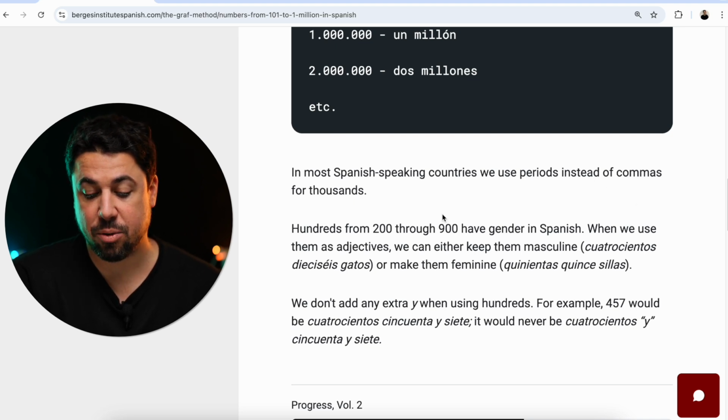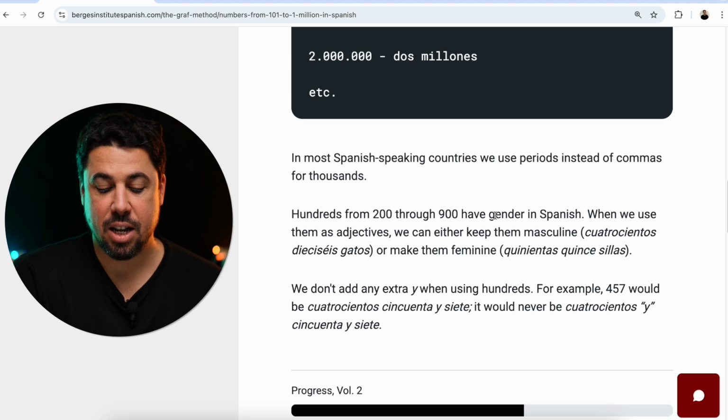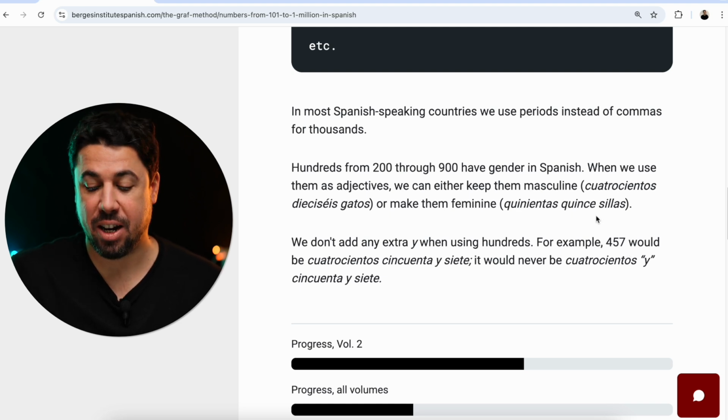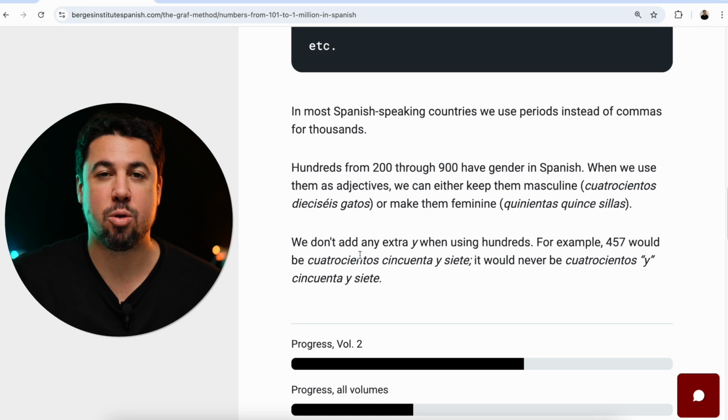When we use them as adjectives, we can either keep them masculine, 416 gatos, for 416 cats, or make them feminine, 515 sillas. And then what I was saying before, we don't add any extra E when using hundreds. So for example, 457, in English we have the and, would be 457. We have the E that goes with 57, but we don't add an additional E in here. So it would never be 457, just 457. So let's try to complete this little exercise together.